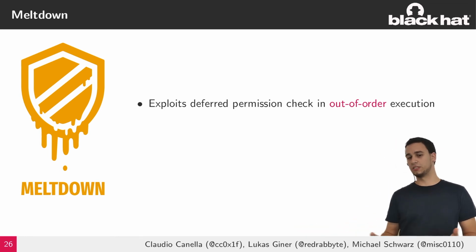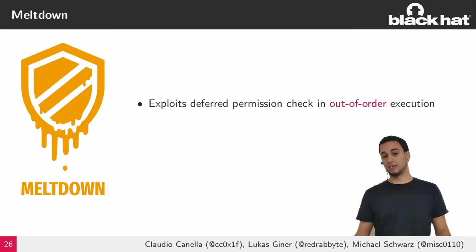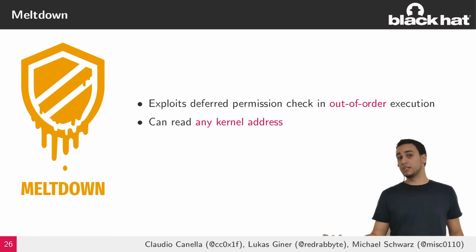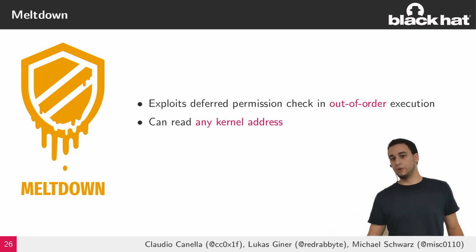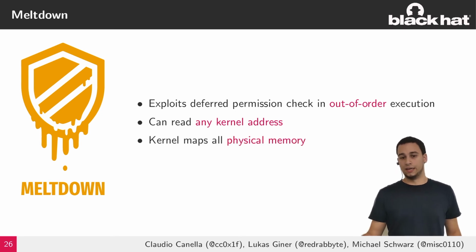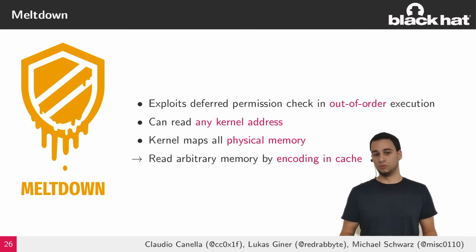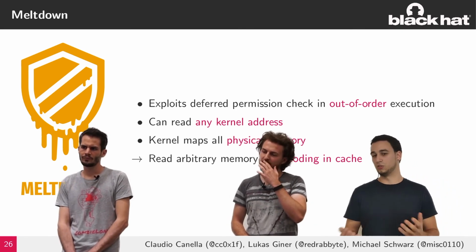So this exploits the permission check that we also exploit here with data bounce, so that permissions are checked later on. And with that, it was possible to basically read the entire memory, because even inaccessible memory could be accessed transiently, encoded somewhere, and then restored with a side channel attack. And as the kernel maps all physical memory, we can read arbitrary memory with Meltdown. So yes, you're right, super scary.